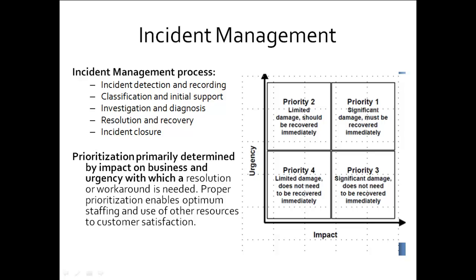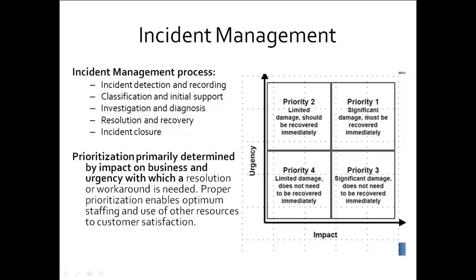Since there could be many incidents being reported at any given time, and because resources are scarce, incidents must be prioritized. Priorities are decided as shown in the table in the slide as follows. Priority 1 events are those that are causing significant damage and must be recovered from immediately. Priority 2 events are those whose damage is limited but which are urgent.